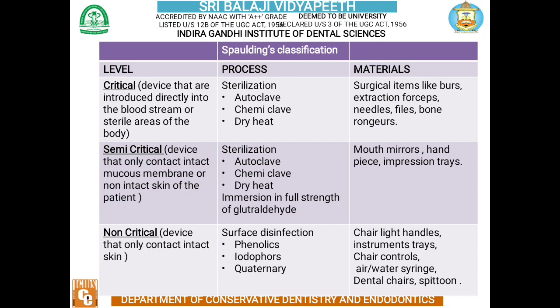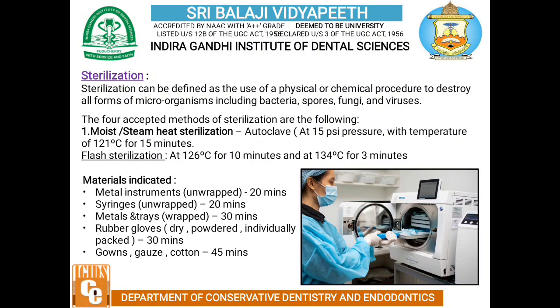The critical instruments like burrs, extraction forceps, needles, files are sterilized by autoclave, chemiclave, and dry heat. Semi-critical instruments like mouth mirrors, hand piece, impression trays are sterilized by autoclave, chemiclave, dry heat, and immersion in full strength glutaraldehyde. Non-critical devices like dental chair light handles, chair controls, spittoon, instrument tray, these are disinfected by phenolics and iodophores.